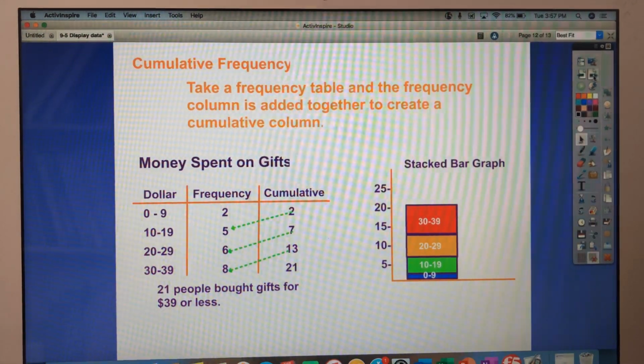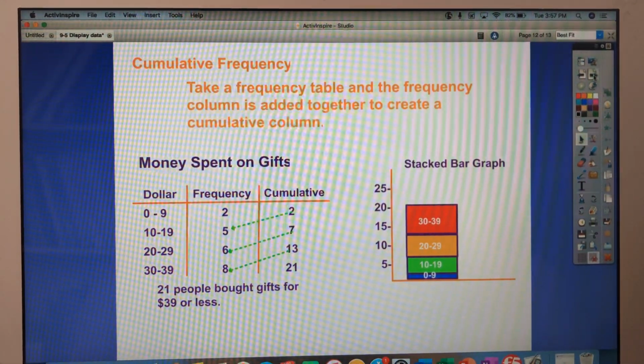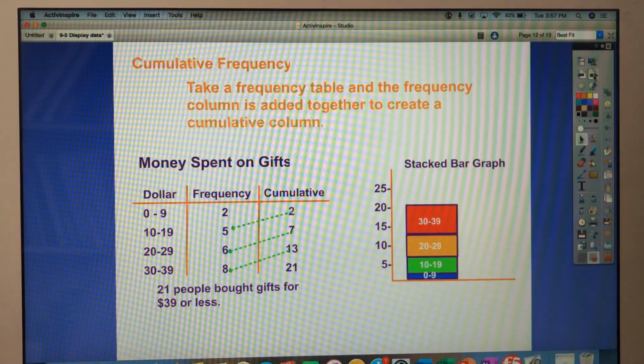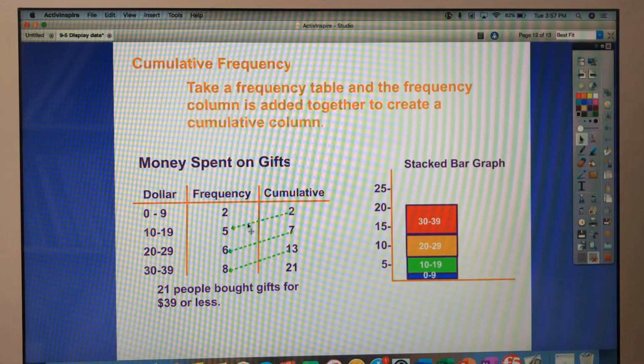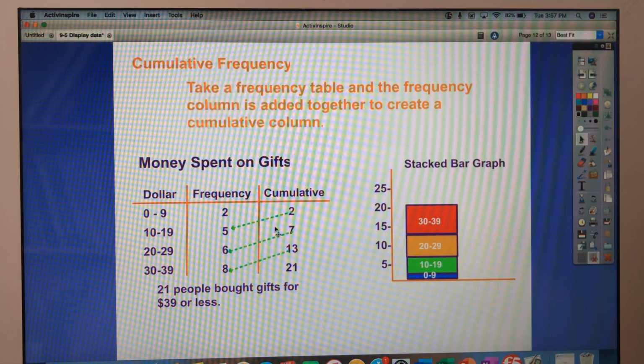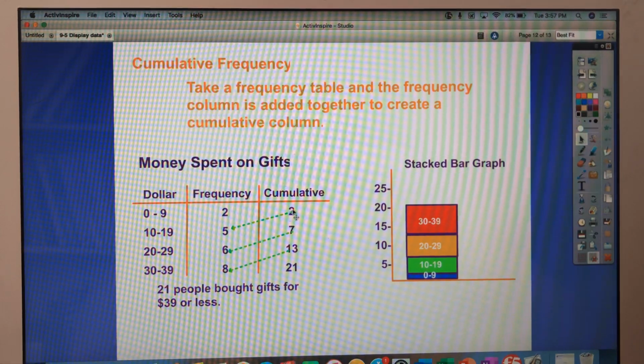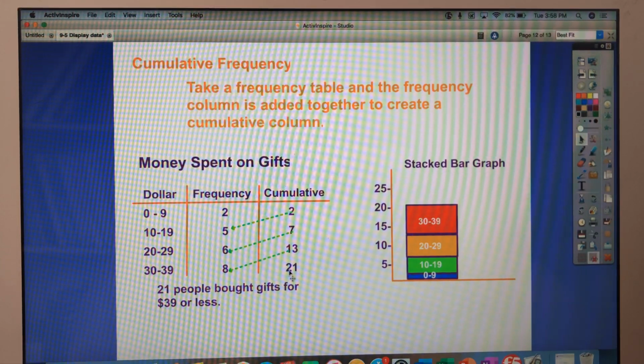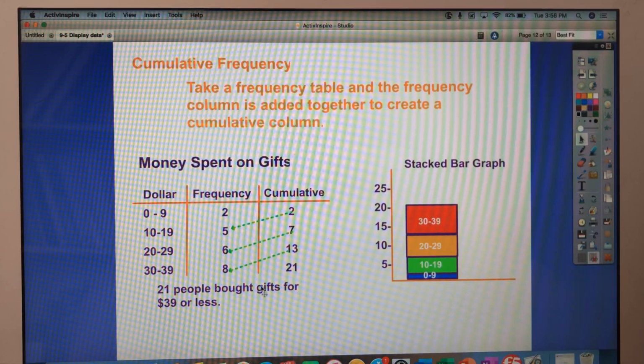One last thing. We have something called a cumulative frequency table. In a cumulative frequency table, you take a frequency table, and the frequency column is added together to create a cumulative column. So I start with 2. I add 2 plus 5, and I get 7. 7 plus 6 is 13. 13 plus 8 is 21. 21 people bought gifts for $39 or less.